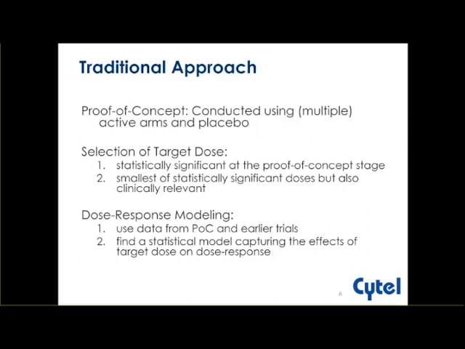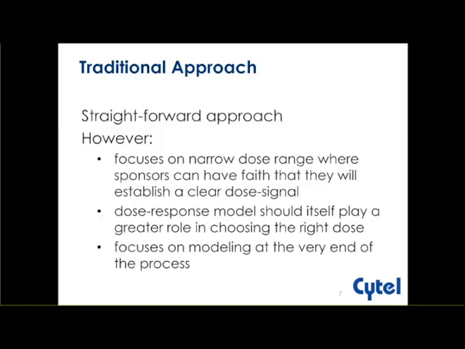It has some drawbacks, however, and mostly the drawbacks have to do with the fact that this method tends to concentrate the range of doses studied to a narrow range where the sponsors can have faith that it will establish a clear dose signal. It is also clear that the dose response model should itself play a greater role in choosing the right dose. However, with the current approach, the dose response modeling comes in at the very end of the process, and a much better approach would be to try and design the trial with possible statistical models in mind.